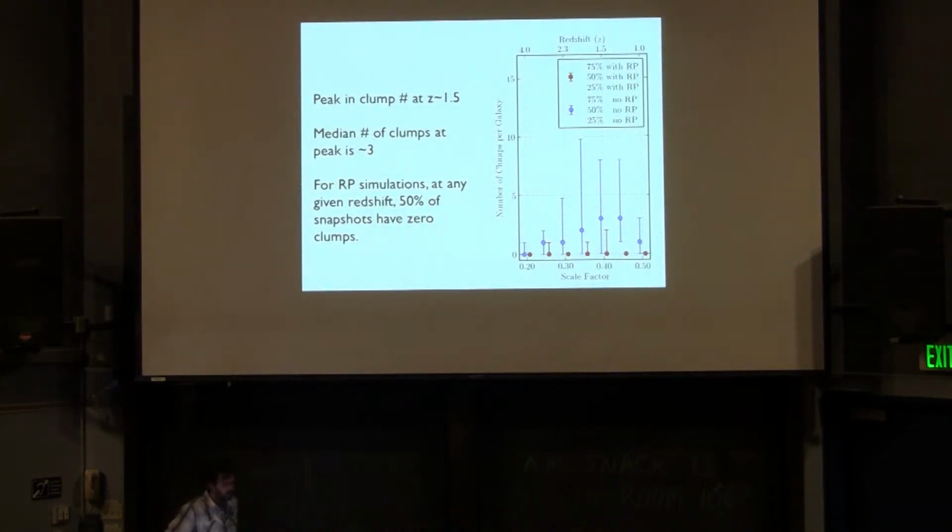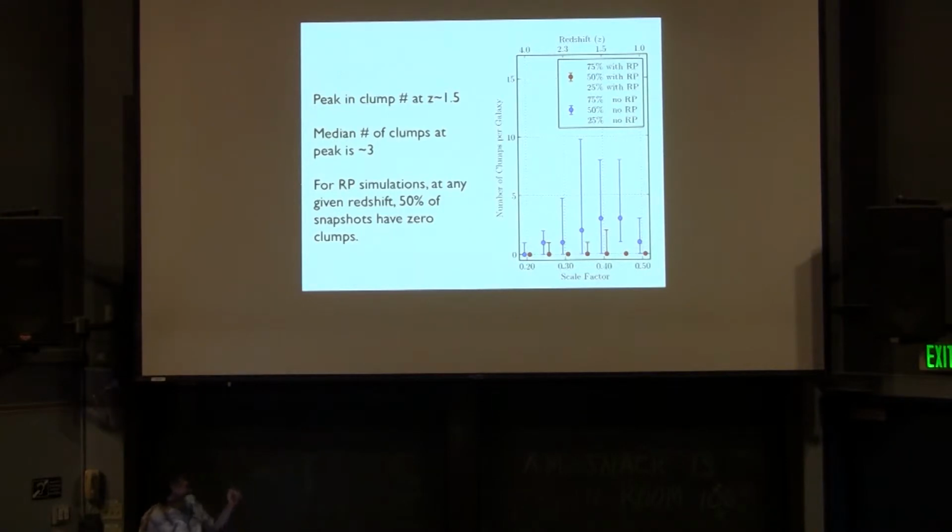All right, so that was qualitatively. Hopefully that gave you an intuition for these clumps actually disappearing. Let me try to quantify that in some way. What's shown here is the number of clumps per galaxy as a function of time. The number of clumps is on the y-axis, and the x-axis is scale factor, and also redshift going from 4 to 1. What you see is that for the no RP simulations, the median number of clumps climbs up to about 3, and then it falls after z of 1.5.